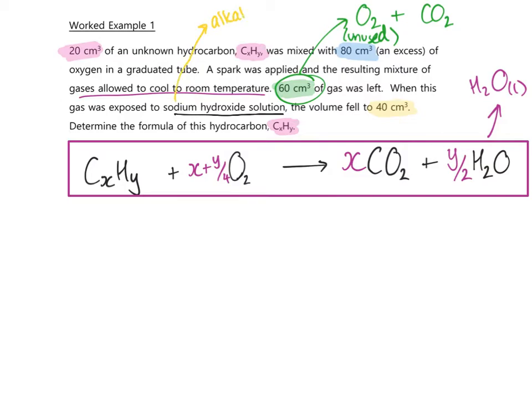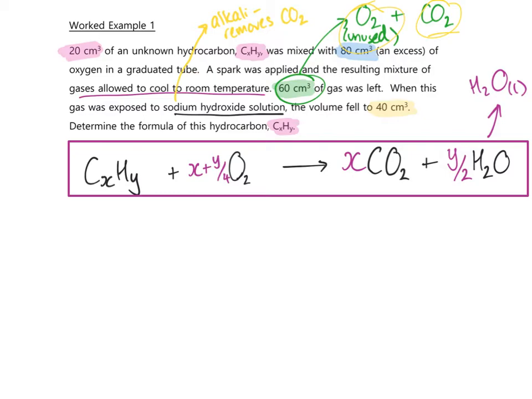That's an alkali, and what that does is it removes the carbon dioxide. The reason why it does that is essentially, as an alkali, it will remove any acidic gases. What you've got in your mixture that is remaining is carbon dioxide and oxygen. Oxygen is a neutral gas. Carbon dioxide is an acidic gas, and so it removes the carbon dioxide. So what we're left with after that is just the unused oxygen.